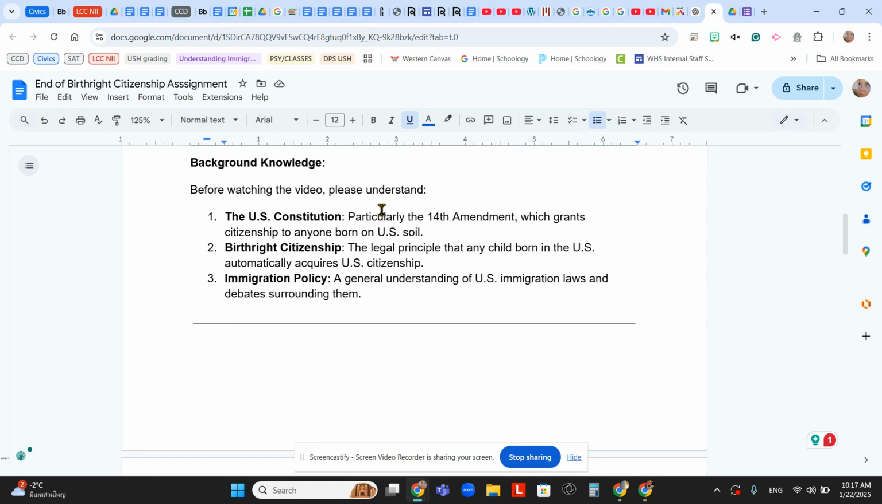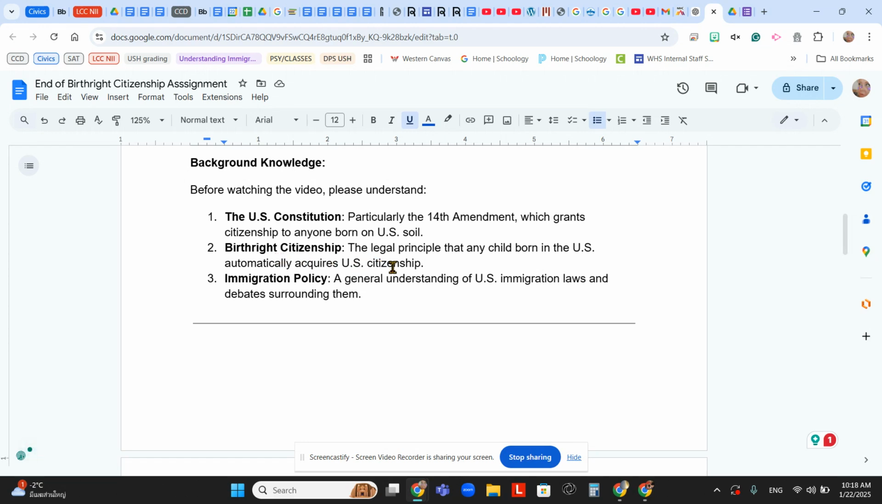So, some background knowledge for you. The U.S. Constitution, particularly the 14th Amendment, which grants citizenship to anyone born on U.S. soil. Also, anybody naturalized in the United States is a citizen as well. But we are talking specifically about people born in the United States. And the question has to do specifically with where the parents were born. So if your parents were not born here, but you were born in the United States, according to the 14th Amendment, you are a citizen.